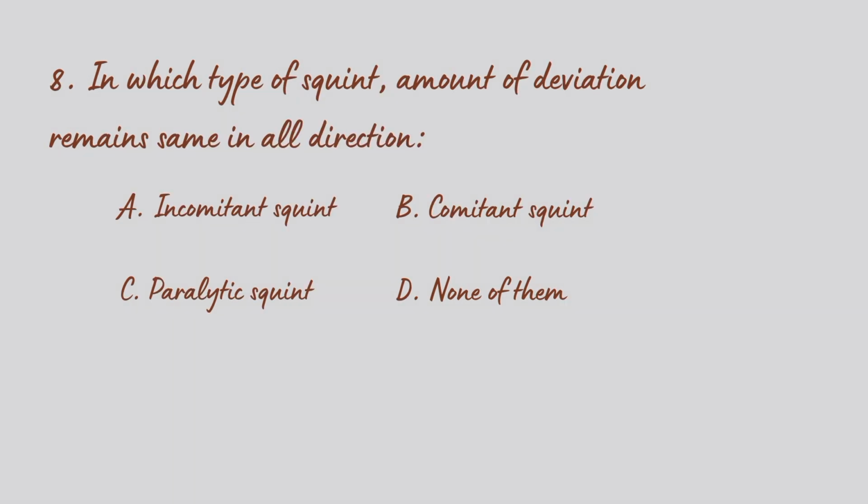Next question, in which type of squint amount of deviation remains same in all direction? Option A concomitant squint, option B comitant squint, option C paralytic squint, and option D none of them. Correct answer is option B comitant squint.